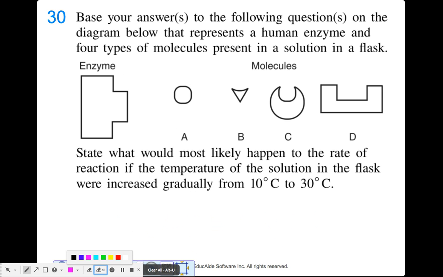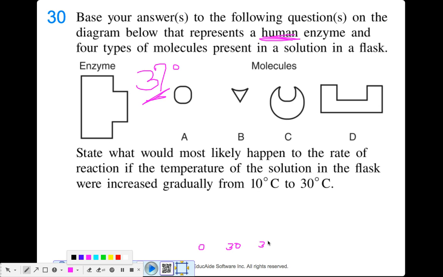Okay, 30. This is where some people got hung up a little bit. All right, we just remembered that this human enzyme likes 37 degrees. Okay, so what would most likely happen to the rate of reaction if the temperature in the solution were increased gradually from 10 to 30? Our optimal temperature is going to be 37. So let's see if we have 0, 30.